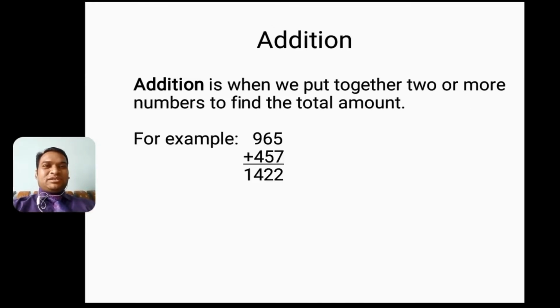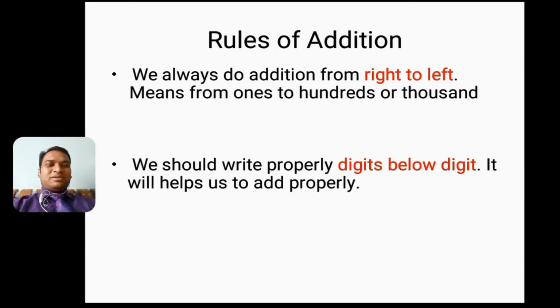So first we need to know addition, and you know addition very well, I know, but still I want to remind you. Addition is when we put together two or more numbers to find the total. Like here are two numbers, 965 and 457. When we add these together and get the total amount, this is called addition. There are some rules of addition, you know this, right? We should always do the addition from right side to left side, and we should write the numbers properly, digit below digit. In this way we can do addition very well.